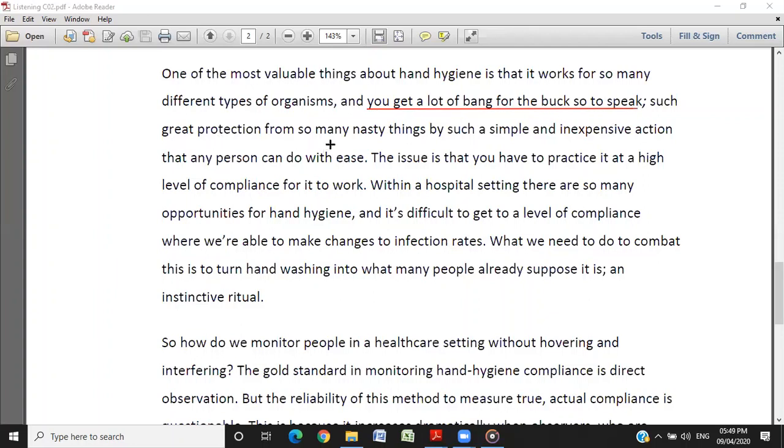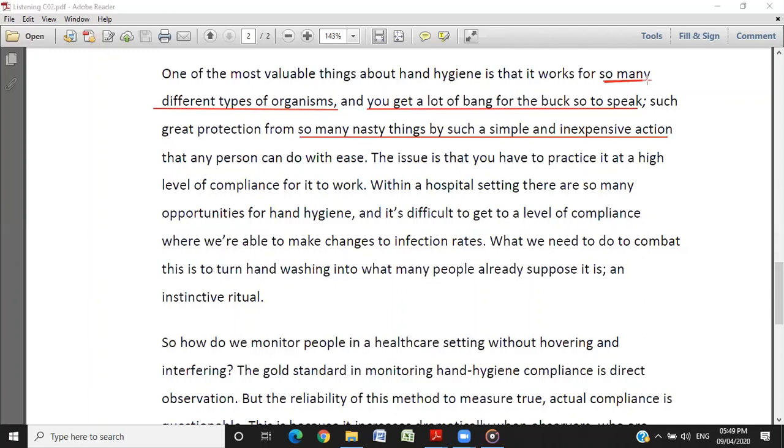Okay, and it provides great protection from so many nasty things, and it is such a simple and inexpensive. So simple and inexpensive tells you with a very little cost and uncomplicated. And then she did talk about different types of organisms, but again, so many. So it does not necessarily mean that many would include most commonly found organisms. So she did not talk about what are the common infections at all. She simply told many organisms. So that helps me to rule out B.